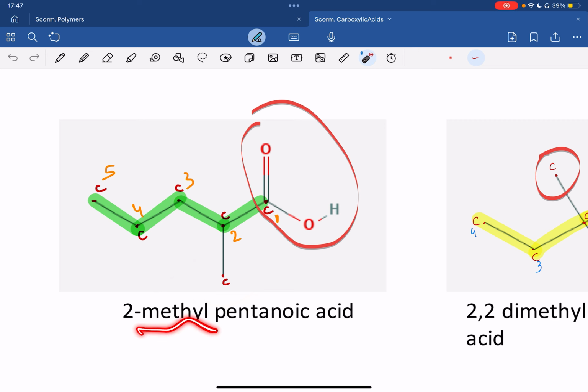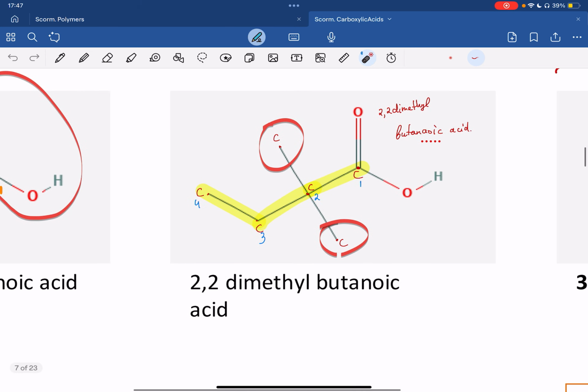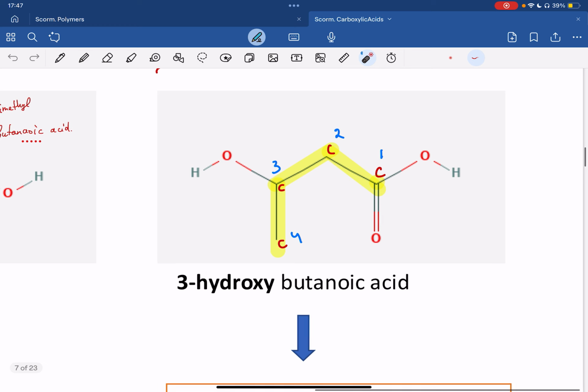One branch is called methyl. For example, in here we have 2 methyl branches. We have to name them 2,2-dimethyl. And some students do not include acid in the naming of carboxylic acids. Know that you will lose points if you don't include this acid in the answers.